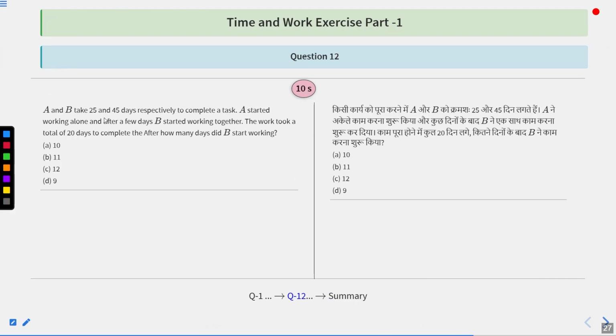A and B take 25 and 45 days respectively to complete a task. A started working alone, and after a few days, B started working together. The work took a total of 20 days to complete. After how many days did B start working? Options are 10, 11, 12, or 9.